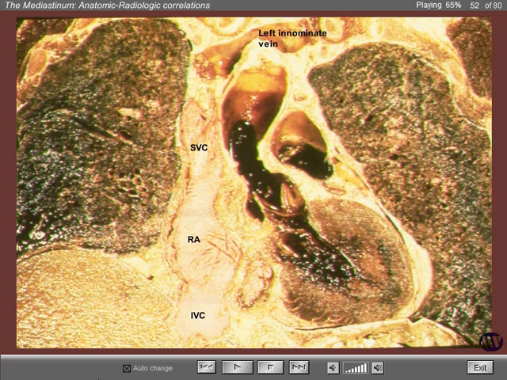Note the ascending aorta, and lateral to the ascending aorta, the pulmonary trunk and the origin of the left pulmonary artery. The aorta rises from the left ventricle. Note also fibroadipose tissue that surrounds all these mediastinal structures.